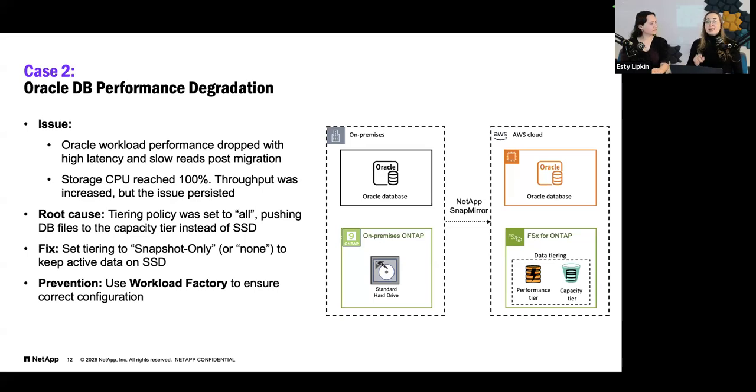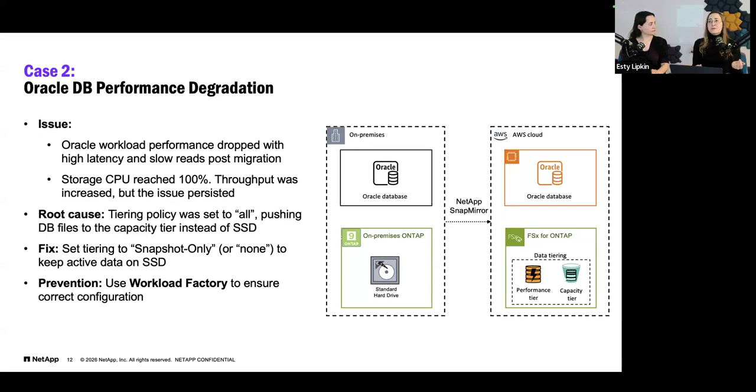So in that case, the root cause was actually a misconfiguration. During the SnapMirror, that customer accidentally set the tiering policy to all. That means that data is being copied directly to the S3 instead of the SSD. So Oracle was actually reading from S3 instead of SSD. That could definitely explain the performance.